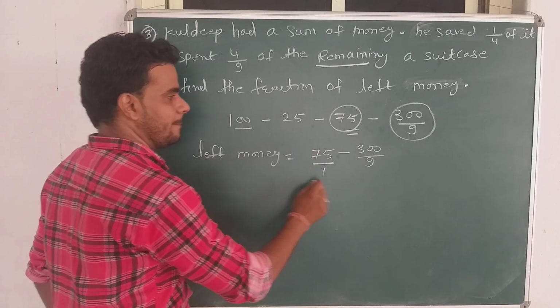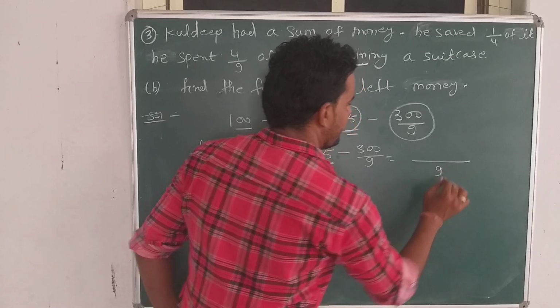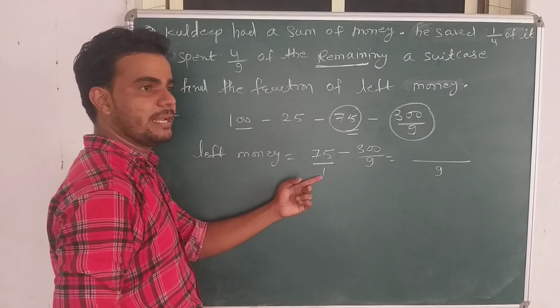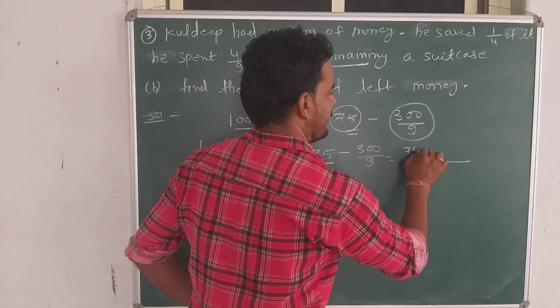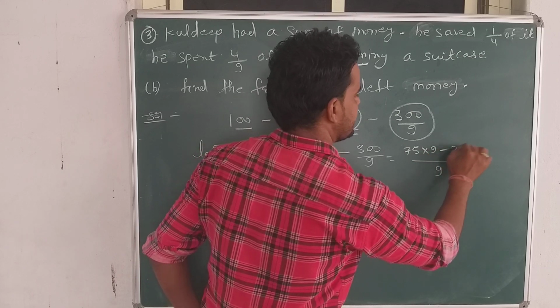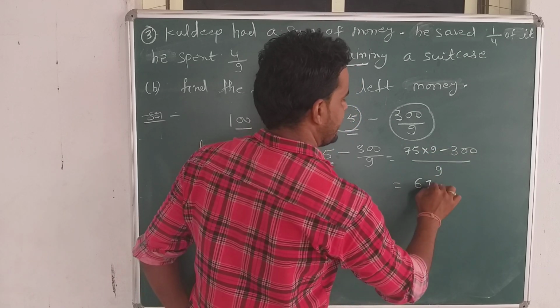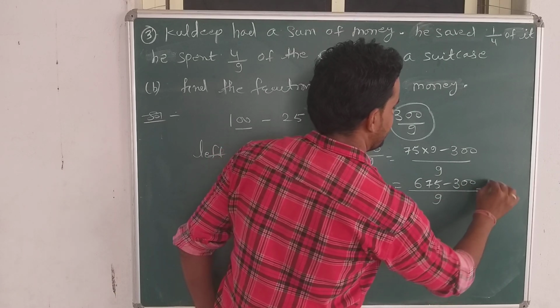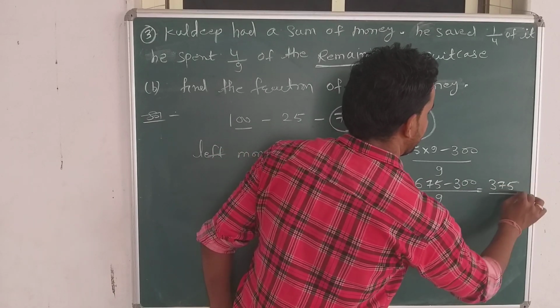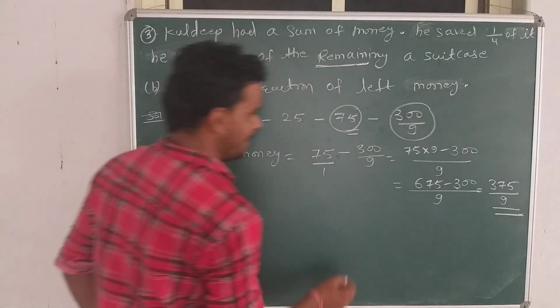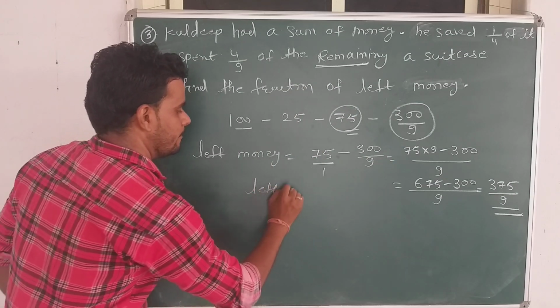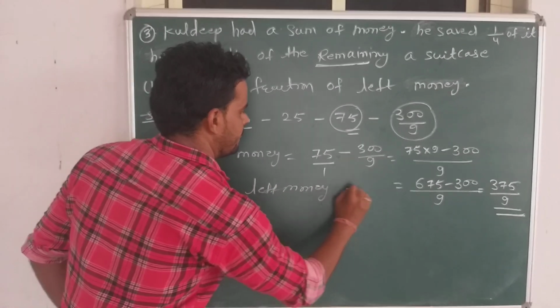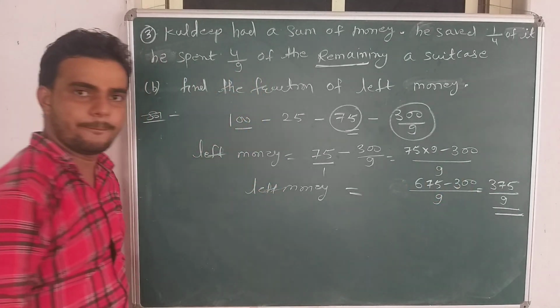So we will write 75 by 1, and LCM is 9. Then here we have to make 9. Then 75 multiplied by 9 minus 300. Okay, so 675 minus 300 by 9. So the result is 375 by 9 is the left money. So the left money is 375 by 9.